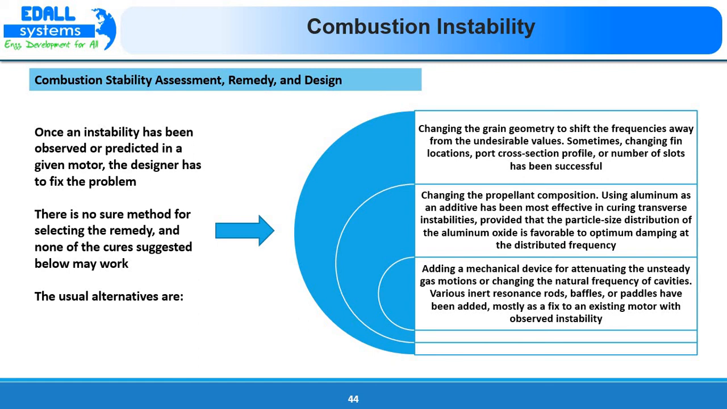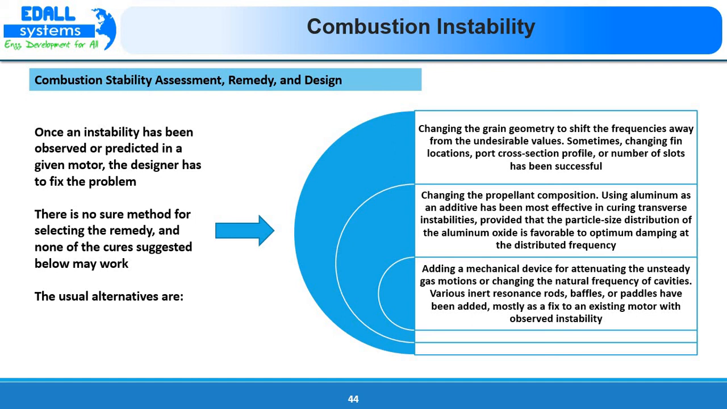Using aluminium as an additive has been most effective in curing transverse instabilities, provided that the particle size distribution of the aluminium oxide is favorable to optimum damping at the disturbed frequency. Also, changing size distributions and using other particulates, that is zirconium or Al2O3 or carbon particles, has been effective in some cases. Sometimes changes in the binder have also worked.